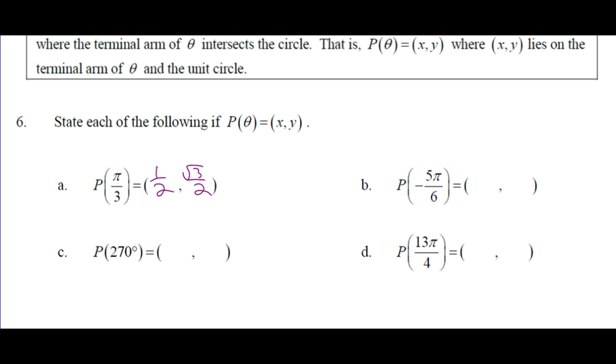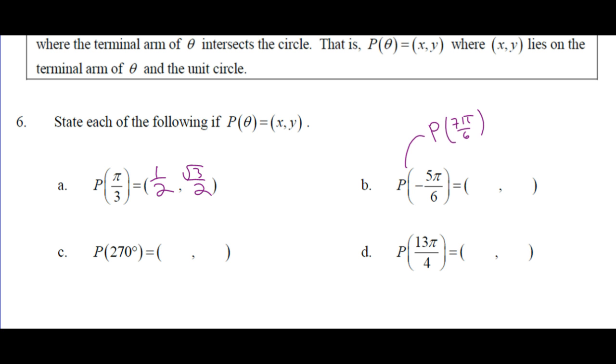P of negative 5 pi over 6. Again, you're looking at your unit circle, but you're going to rotate. Or do the coterminal angle. So add 2 pi. Not 2 pi, add 12 pi over 6. So P of negative 5 pi over 6 is the same as P of 7 pi over 6. They're coterminal, right? So they have the same terminal arm.